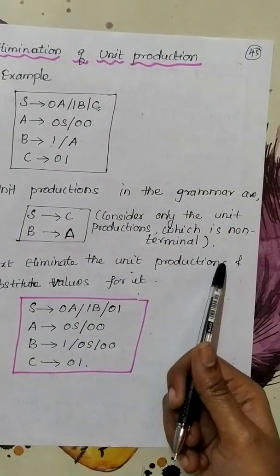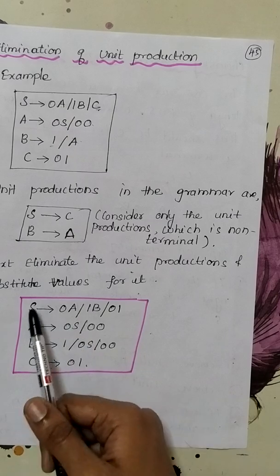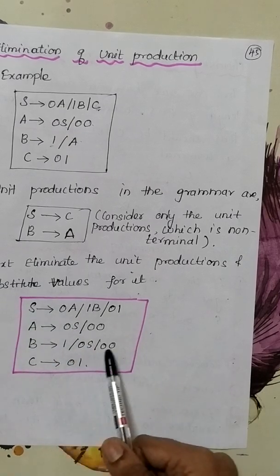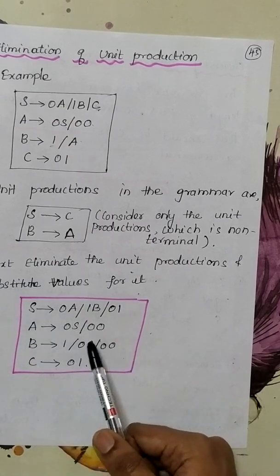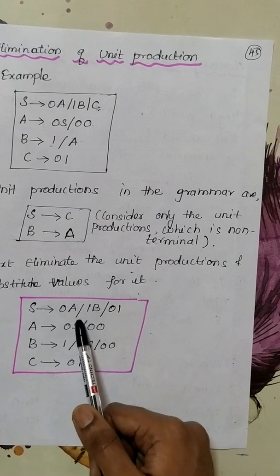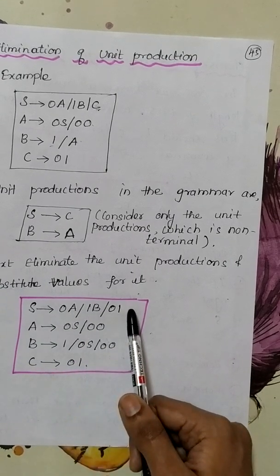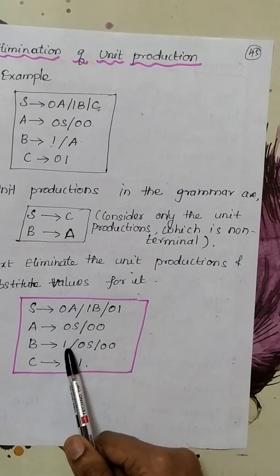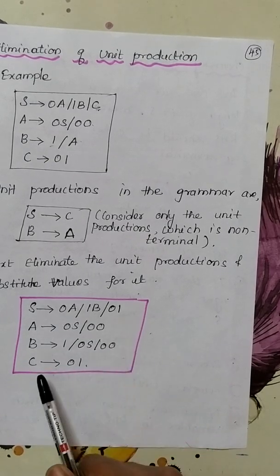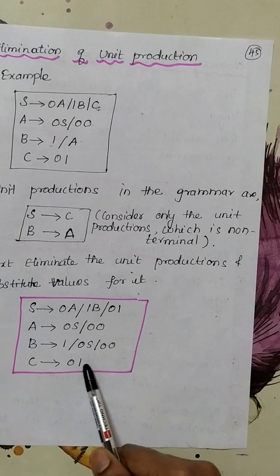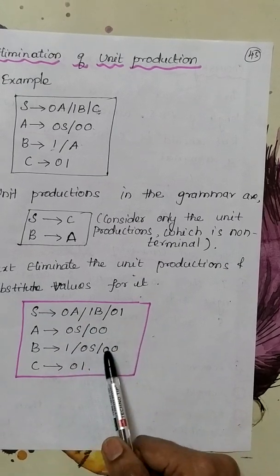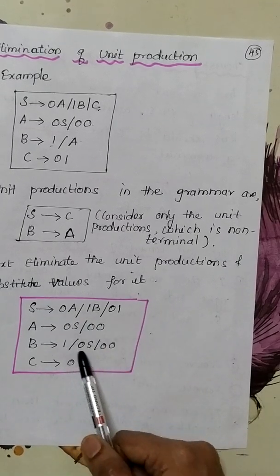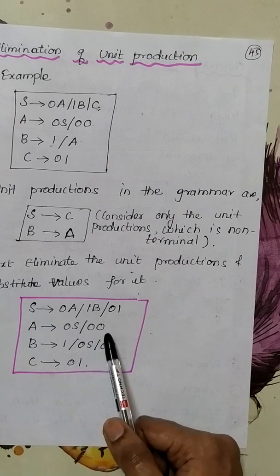Okay. So now after eliminating the unit productions, this is the context-free grammar we are getting. S tends to 0A, 1B, 0, 1. A tends to 0S or 00, B tends to 1 or 0S or 00, C tends to 0, 1. So now we can see that there are no unit productions in the context-free grammar.